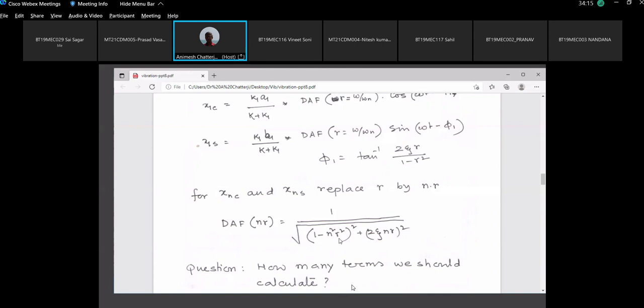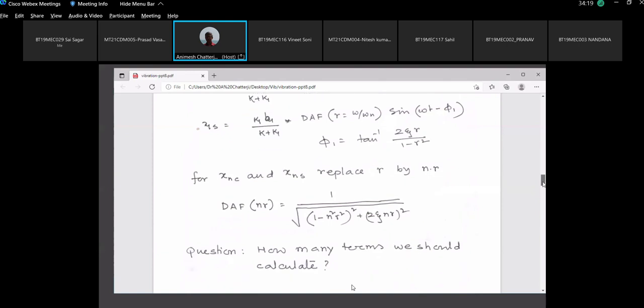So once we know how many terms we have to consider, we find out the response, add them up. So that is how we solve periodic excitation problem. It is not easy, it takes time. First of all, we have to apply Fourier series and we have to find out the coefficients A0, A1, A2, A3, etc. That is one trouble.